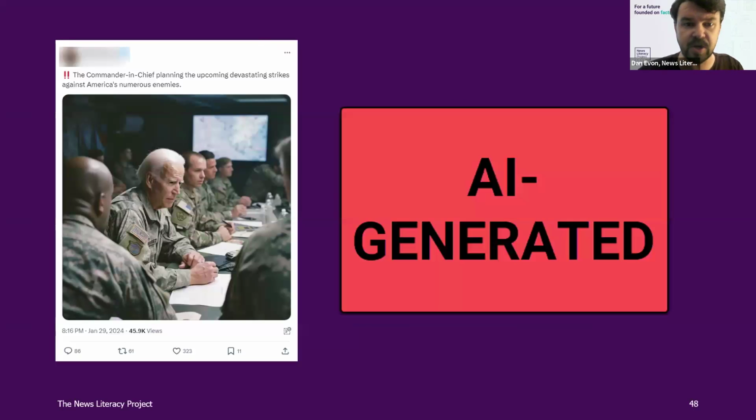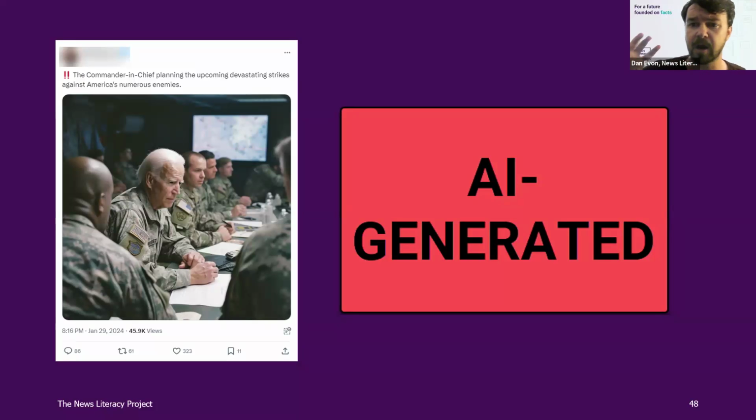All right, so this is another AI generated image, and this is an AI generated image of President Biden, dressed in military fatigues, announcing strikes on numerous enemies. Now, you could go through the same kind of logical practice here by asking yourself questions about where this image came from. Is it from the official White House account? You could ask yourself, does the president actually put on military fatigues when performing a military action? They don't.